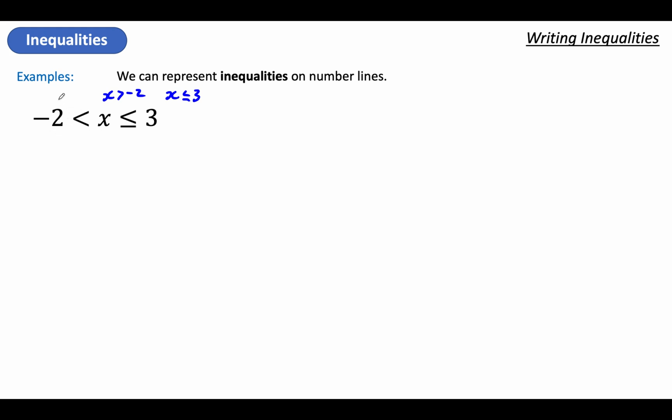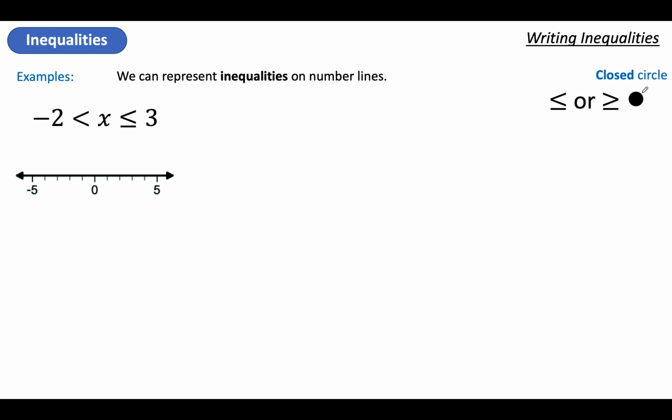Now the bottom end doesn't include -2. It's just anything bigger than -2, but the top end goes all the way up to 3 and includes 3 as well, because we've got the equals sign. We can represent these just like we did before on a number line using our circles. If it's less than or equal to or greater than or equal to, it's a filled in closed circle, so that includes it. Remember I said extra ink on your sign means extra ink on your circle. Or if it's just less than or greater than, we put an open circle to show that it goes up to that number but doesn't include it.